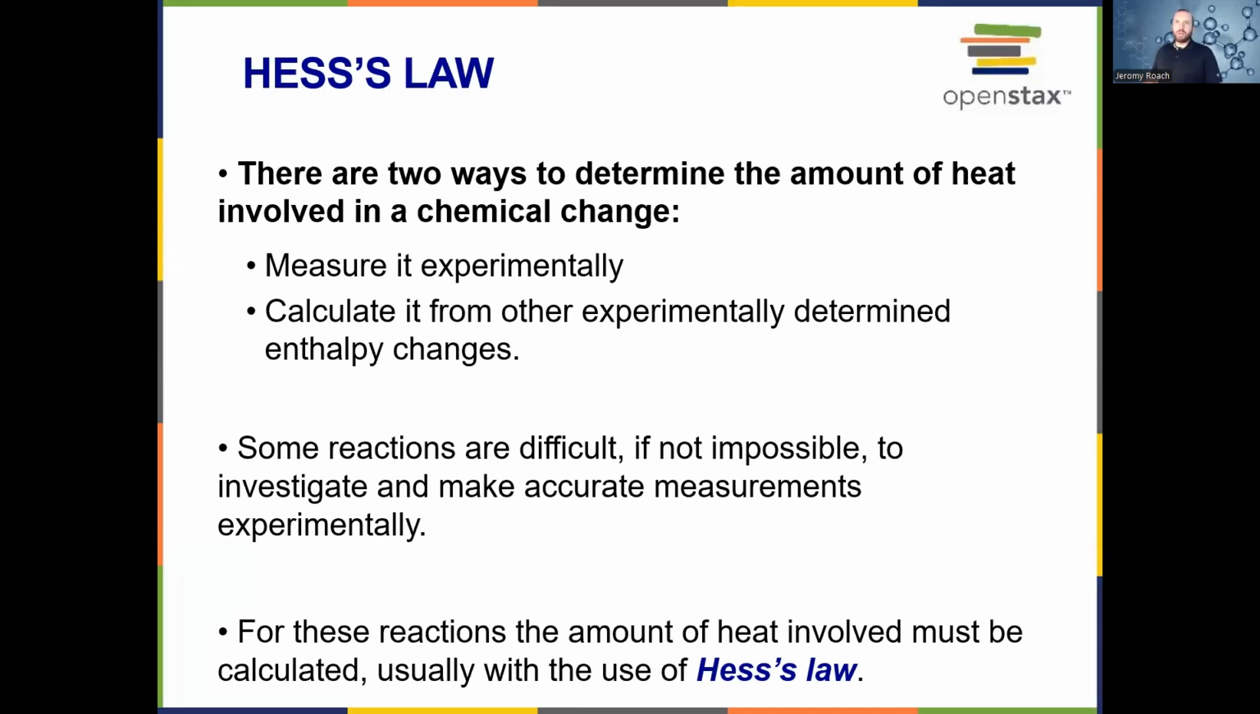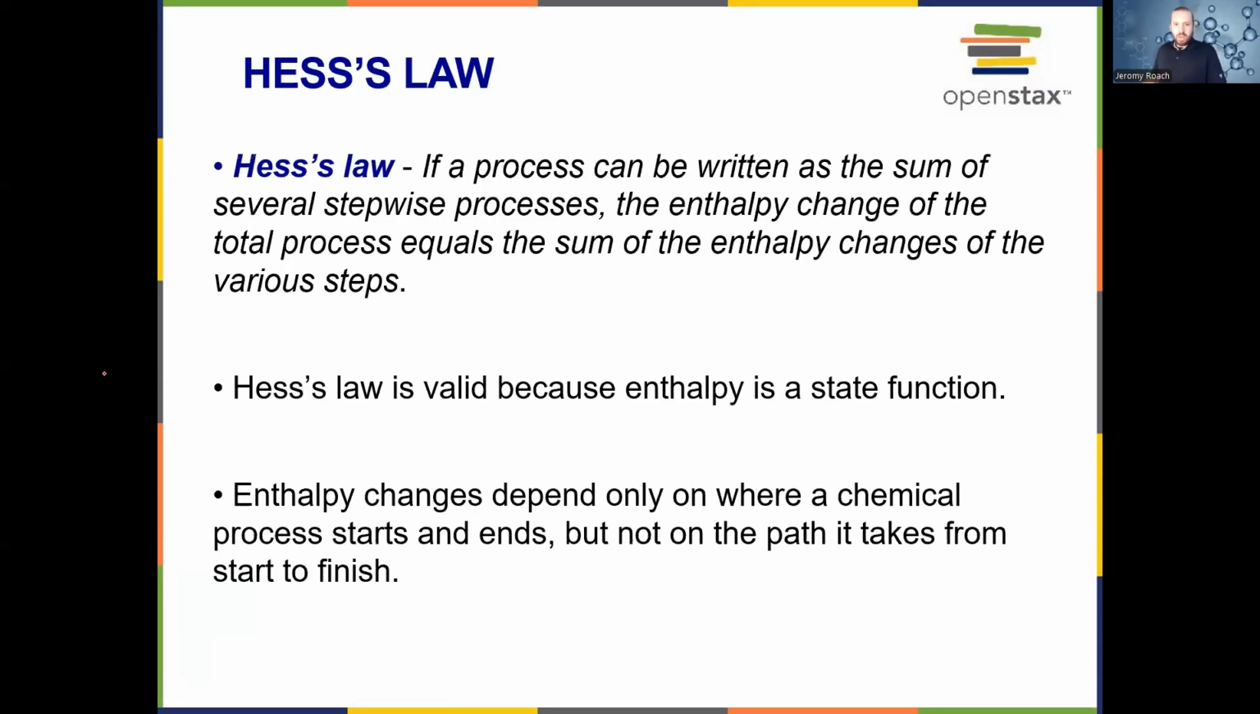Hess's law states that the total enthalpy change for a reaction is the sum of the enthalpy changes for any set of reactions that add up to it. This is useful when a reaction's change in enthalpy is difficult to measure directly, or if there's a series of known reactions that sum to the target reaction. If a process can be written as the sum of several stepwise processes, the enthalpy change of the total process equals the sum of the enthalpy changes of the various steps.